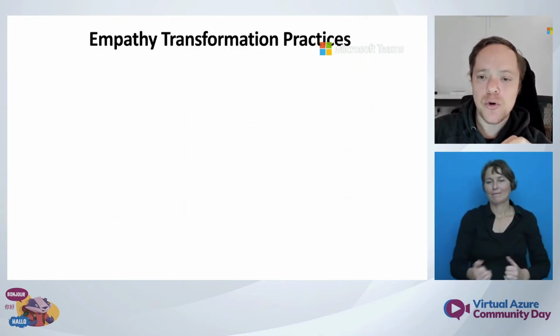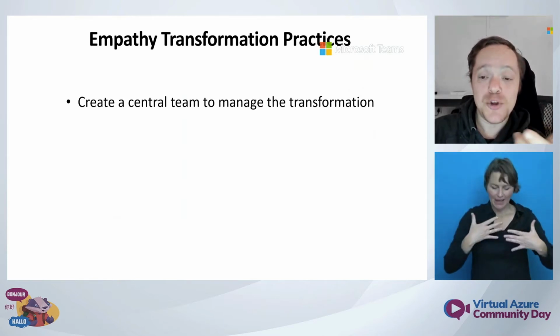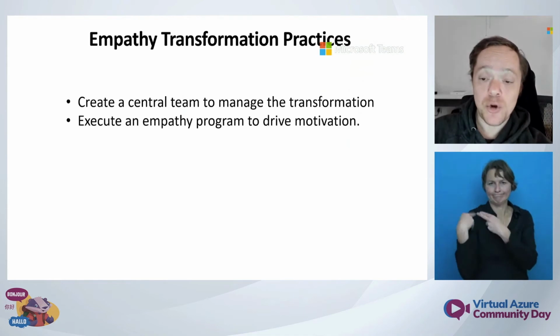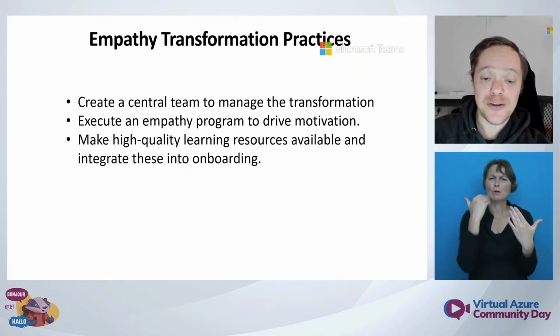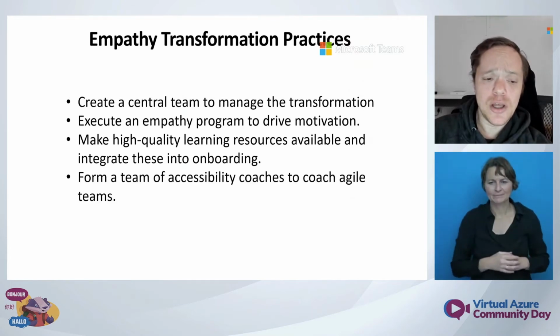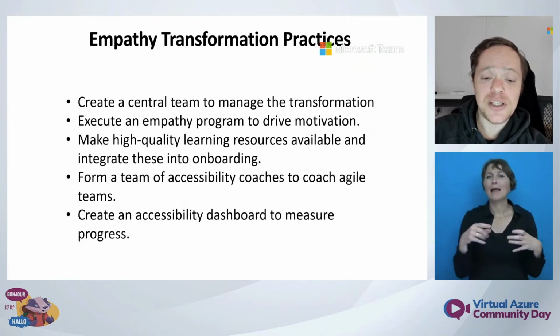Let's also talk about how you transform with these empathy practices. One, create a central team to manage the transformation. Execute an empathy program to drive motivation, make high-quality learning resources available and integrate these into onboarding, form a team of accessibility coaches to coach the agile teams, and finally, create an accessibility dashboard to measure progress.